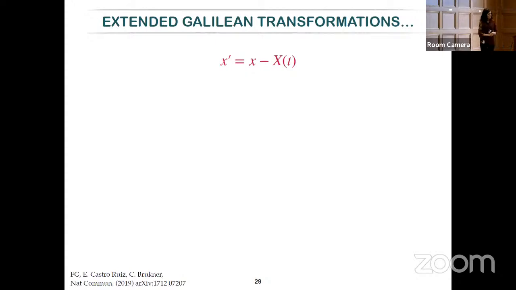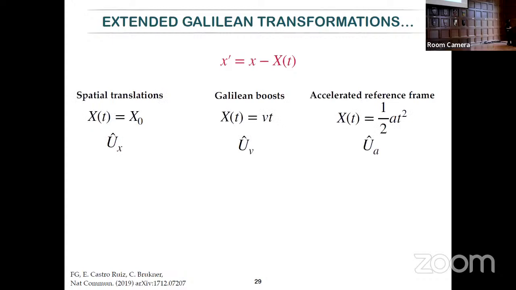So now, what can we do? So far, I have not included any dynamics, but we can include dynamics. We can put in a Hamiltonian, and we consider in particular extended Galilean transformations, which are transformations of that type, which were considered by Daniel Greenberger in 1979. He formalized them in standard quantum theory. We will specify to translations, boosts and the transformation to an accelerated reference frame. You can see that the difference is basically the dependence on time. Spatial translations are just a constant translation. Galilean boosts are linear in time. Accelerated reference frames are quadratic in time. And the important thing is that they can all be realized as a unitary operator.